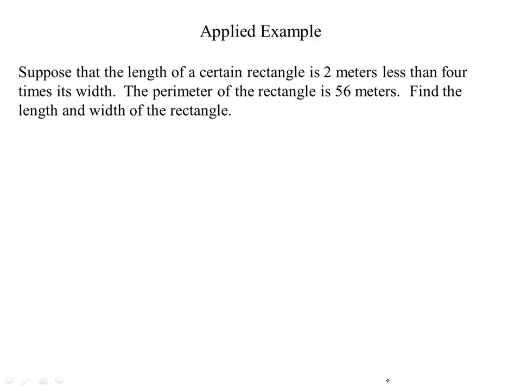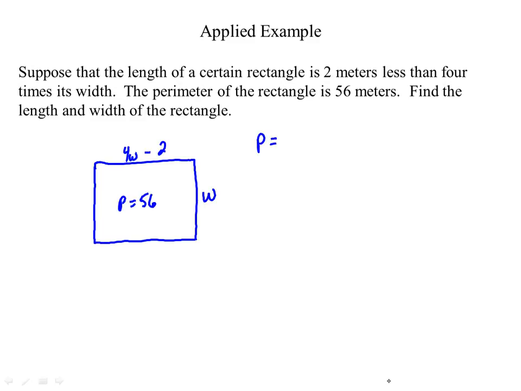All right, here is another rectangle problem. Let's see if you can. Suppose that the length of a certain rectangle is 2 meters less than 4 times its width. So we don't know anything about the width this time. But we know that the length is 2 meters less than 4 times the width. And we also know that the perimeter is 56 meters. So remember the formula, P is equal to 2L plus 2W.